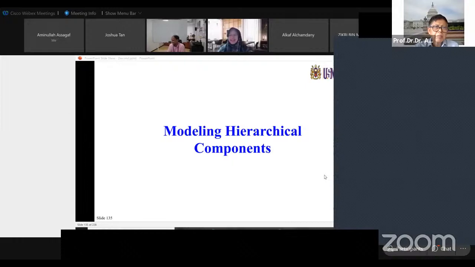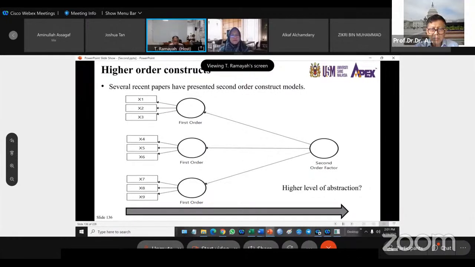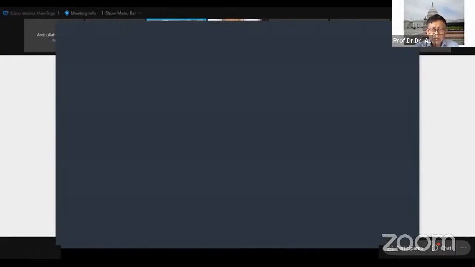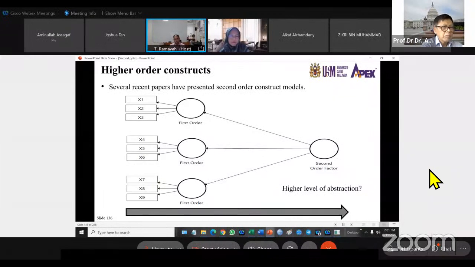Higher order construct, or we call it hierarchical component modeling. In Malaysia, we normally call it second order, but you can also go to third order, fourth order and fifth order. There are also some papers written on third order factors, but with second order factor, you're already pushing the abstractness.